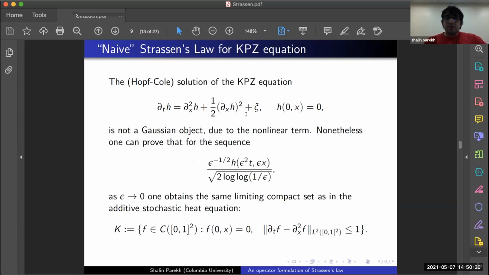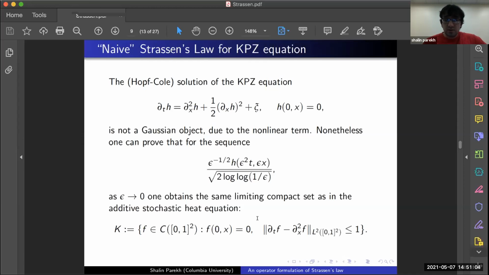So for the KPZ equation, you can actually prove that if you apply the same scaling as for the additive noise stochastic heat equation, then as epsilon approaches 0, you obtain the same limiting compact set as for the additive noise stochastic heat equation. Why is this? Well, it turns out that the solution of this equation is actually just a solution of the linearized thing, plus some remainder term, which is more regular than the solution of the underlying linear equation. And so that thing does not make a contribution when you normalize like this, okay?